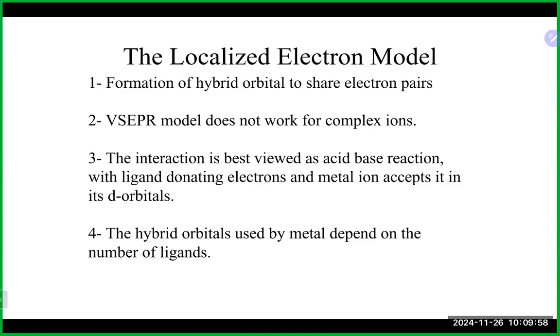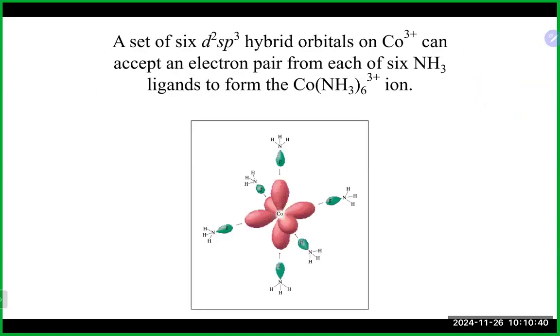electron model. And as you may know, formation of hybrid orbitals to share electron pairs, hybrid orbitals like sp, sp2, sp3, sp3d, sp3d2, right? So VSEPR, which is our bonding model, does not work perfectly for complex ions. Again, we think of complex ions because we have these Lewis bases. It's more of a Lewis acid-base situation that's occurring, where we have electrons being transferred and accepted. The hybrid orbitals used by the metal depend on the number of ligands that are present.